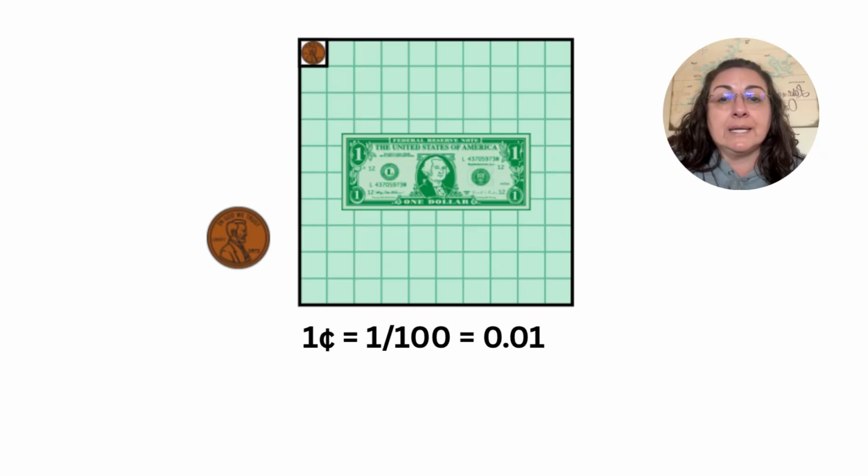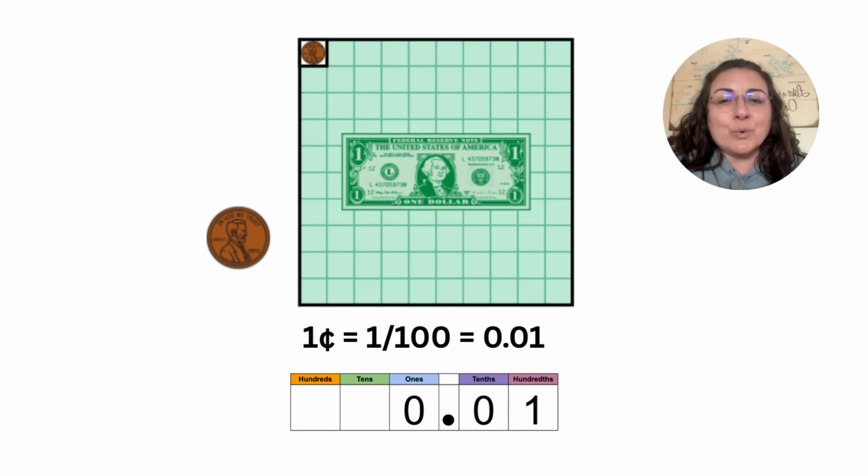out of 100 pennies or 0.01 as a decimal. At this point, can you state how to say this decimal? It is 1 hundredth because the single 1 sits in the hundredths place value.